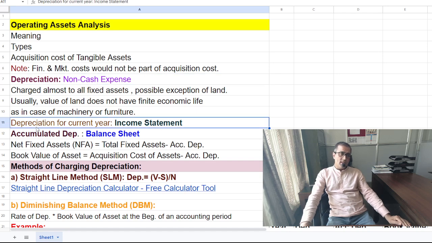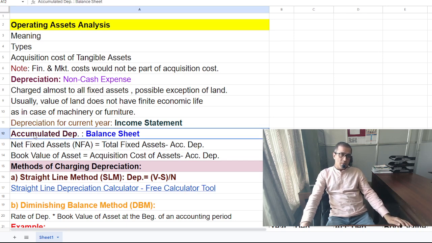Then what about the depreciation? That depreciation, being a non-cash expense, even while preparing the income statement, we have to deduct from our overall revenue part, as we deduct cash expenses including non-cash expenses.